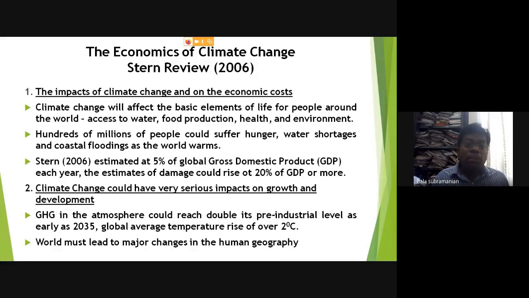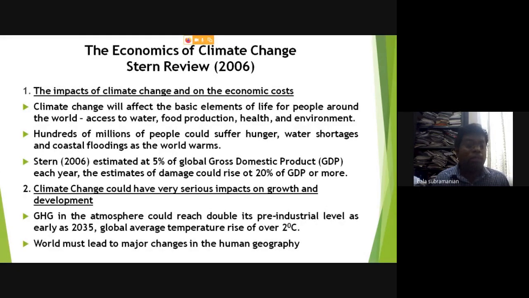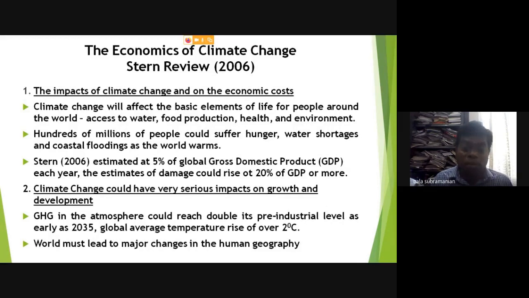Climate change is globally recognized as a big environmental problem. How will climate change affect the basic elements of human life, such as day-to-day life, water scarcity, food production, health and environment? There are a number of issues there. This is a direct relation between climate change and economics. First, they focused on the very basic level, basic human livelihood: how climate change impacts human livelihood in terms of cost.